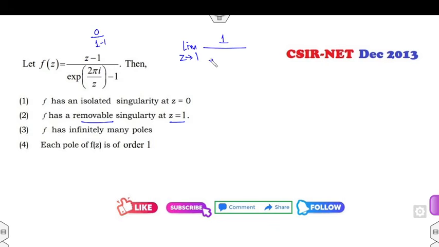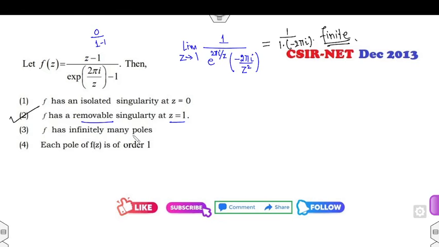So it's e raised to power 2 pi iota over z, into minus 2 pi iota over z square, minus 0. Then I can substitute the value of z as 1, and e raised to power 2 pi iota is 1. It is my minus 2 pi iota, which is a finite number. Once this is a finite number, yes, it is my removable singularity.